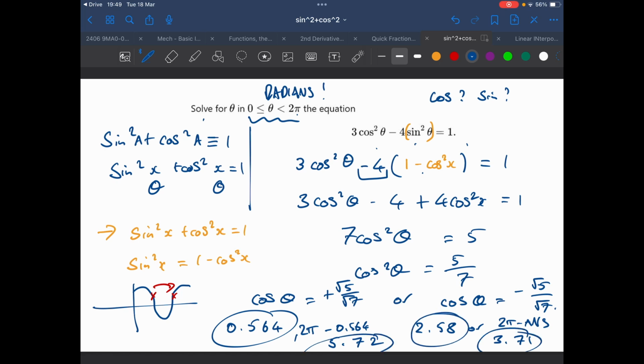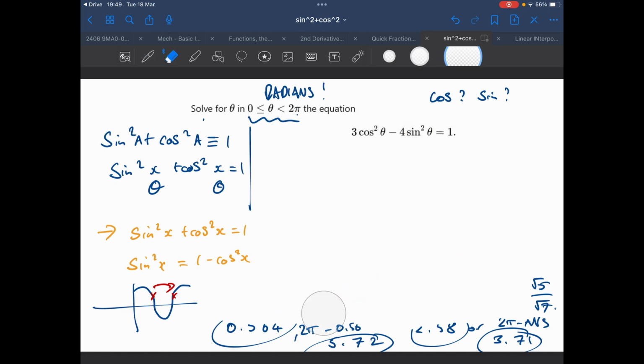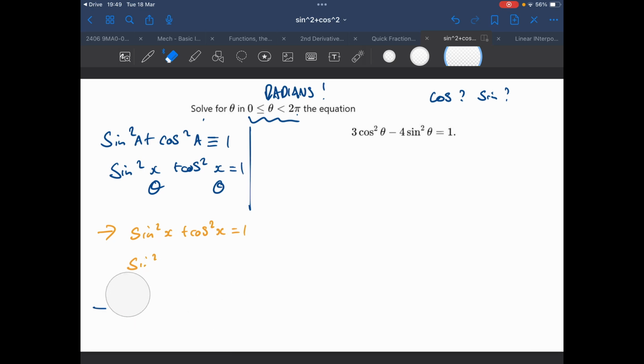So there you go. We can solve trig equations where we have a mix of cos and sine by using our sine squared plus cos squared. Now, what would have happened if I had changed the question slightly? We won't answer this full question, but we'll just play around with it a little bit.